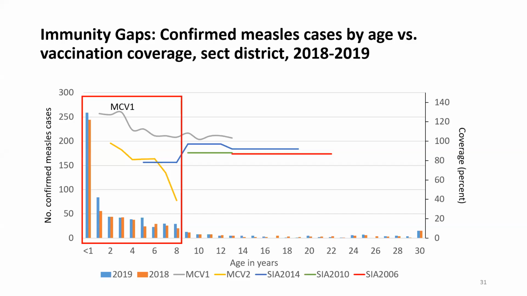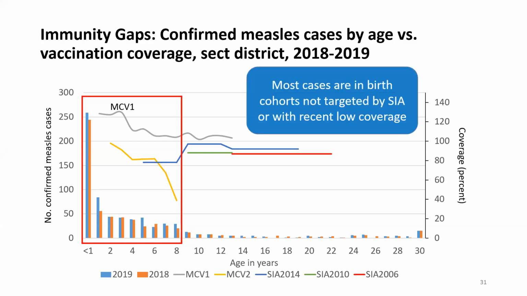We can see that here, most of the cases are in the under 10 age range, and the majority of those children have not been reached by an SIA. So they have not been covered by one of the blue, green, or red lines there. In addition, some of them have had recent low coverage. So again, most of the cases here are happening in birth cohorts not yet targeted by the SIA, or with recent low coverage.